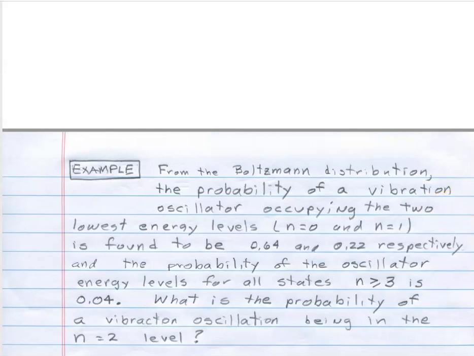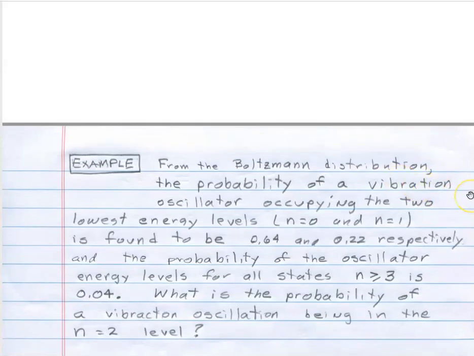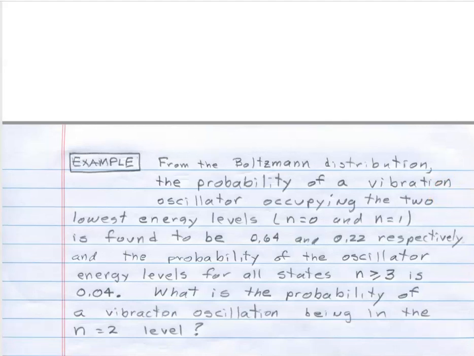From the Boltzmann distribution, the probability of a vibration oscillator occupying the two lowest energy levels, and that's n equals 0 and n equals 1, is found to be 0.64 and 0.22 respectively, and the probability of the oscillator being in all the states n greater than or equal to 3 is 0.04. So that's the sum of all the probabilities for 3 or greater. And the question is, what's the probability of a vibration oscillator being in the n equals 2 level?